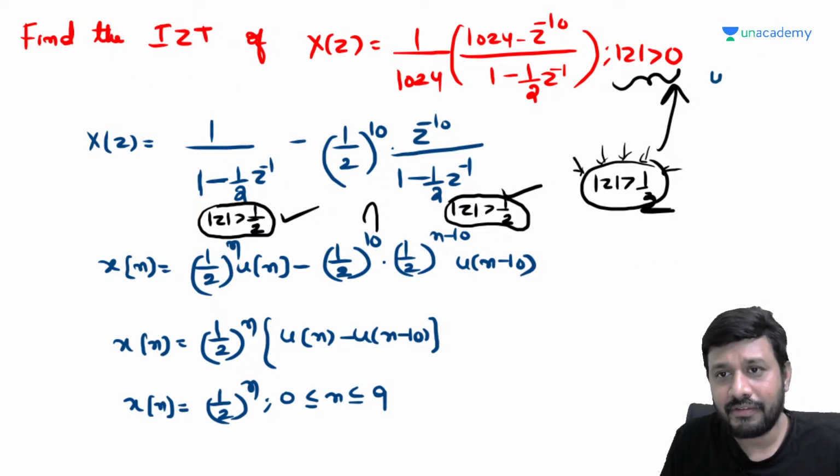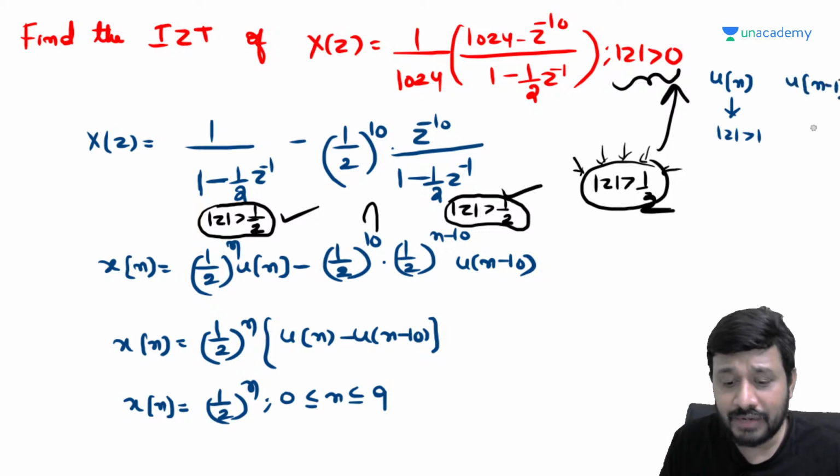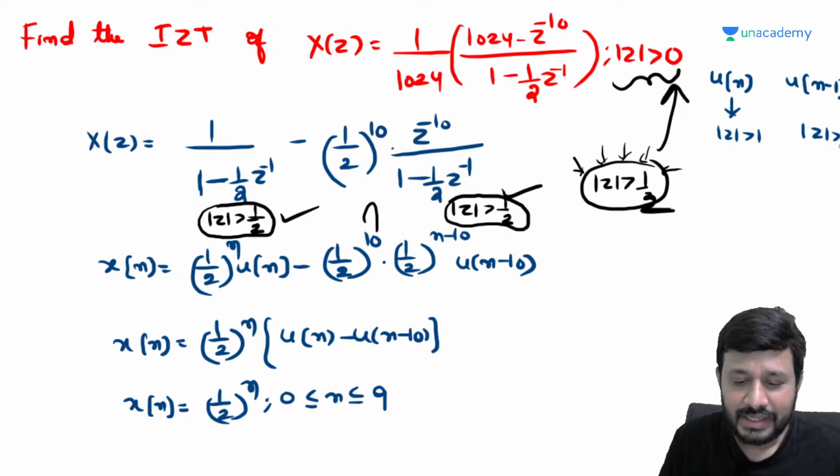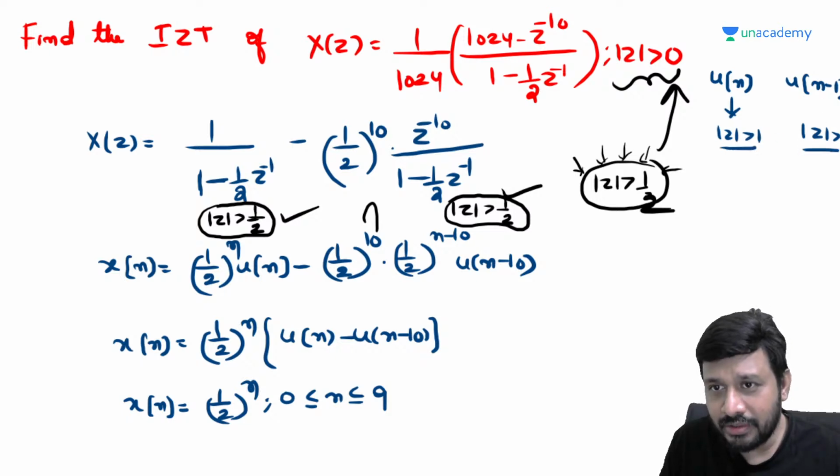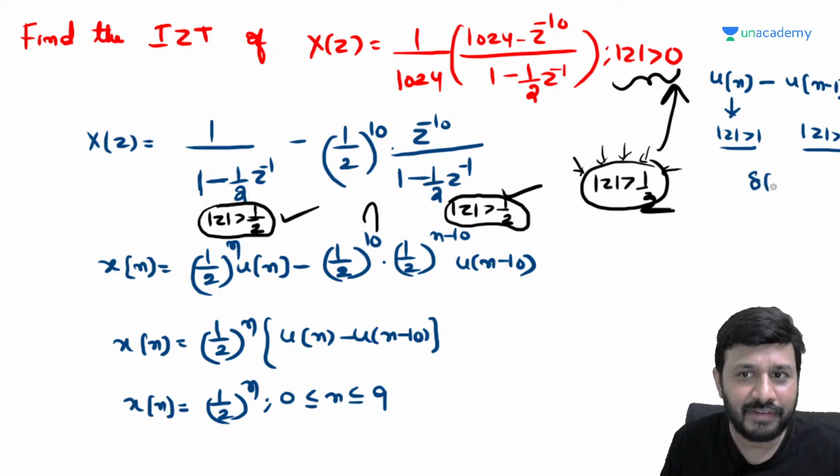See, u[n], what is the ROC? u[n], what is the ROC? Mod z greater than 1. u[n-1], what is the ROC? Mod z greater than 1. Both u[n] and u[n-1] have ROC mod z greater than 1. Now what happens if I take the difference? u[n] minus u[n-1] is delta[n].